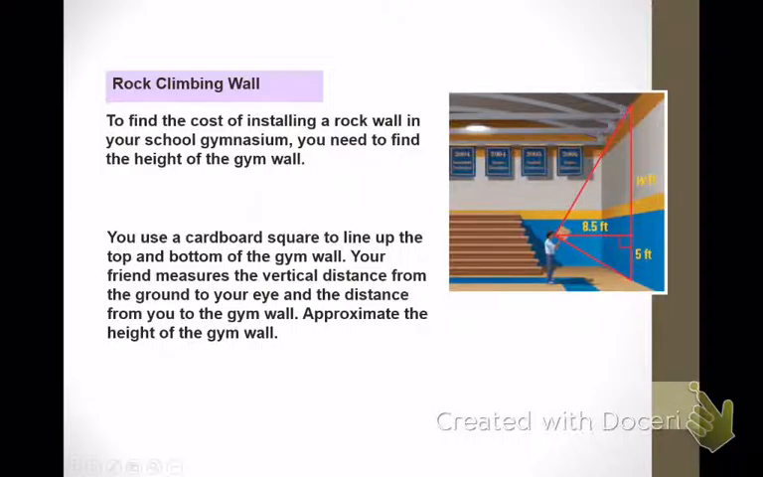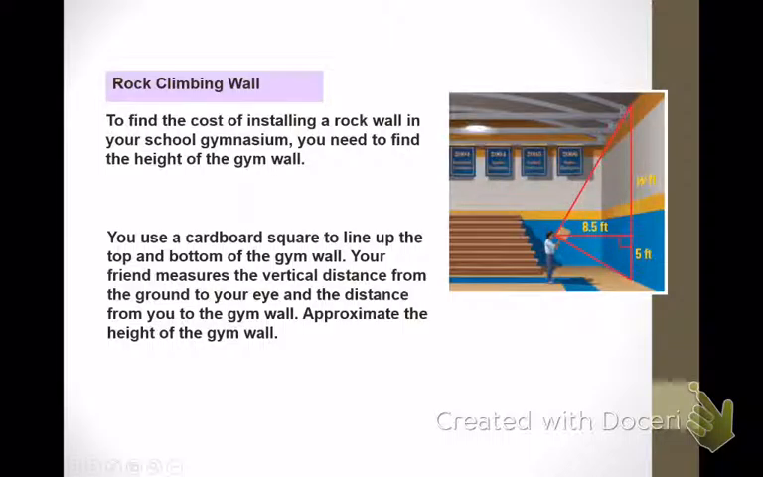So here's the picture of what's going on. They're using this cardboard square so that we can see all the way up to the top of the wall here and all the way down to the bottom of the wall here, so that we have a right angle right in here. And the distance from you to the gym wall can be represented by this segment from your eyeballs to the wall. And then the distance from you to the floor is your height. So this is 5 feet right here. All right, so that's where this picture all came from.